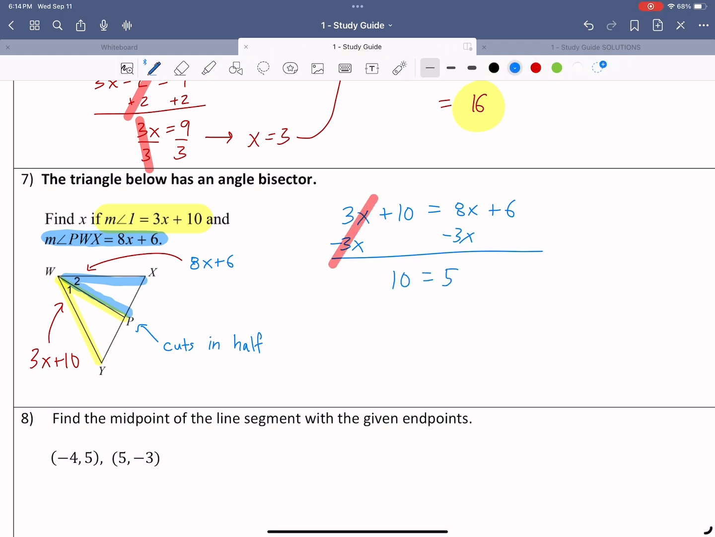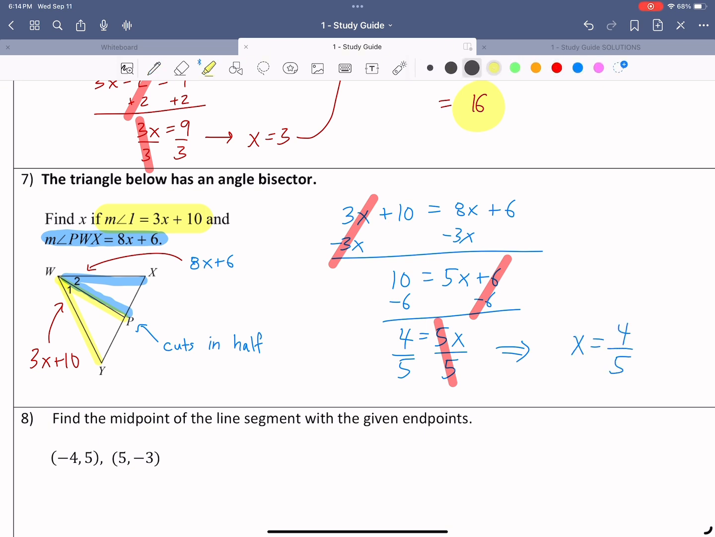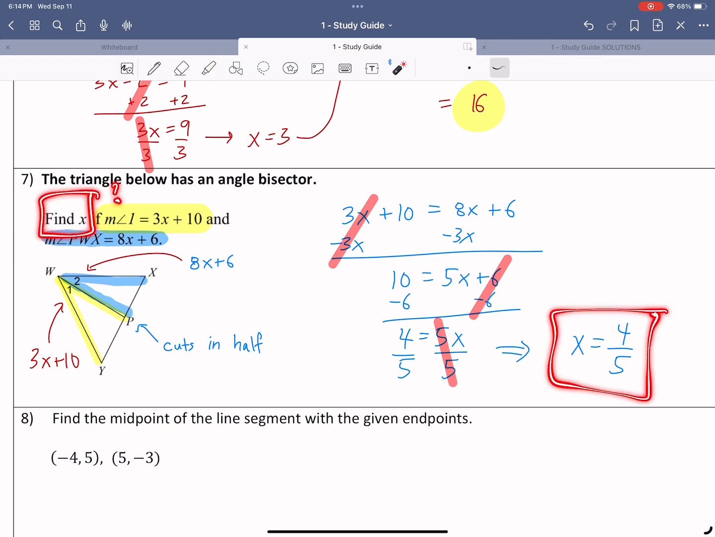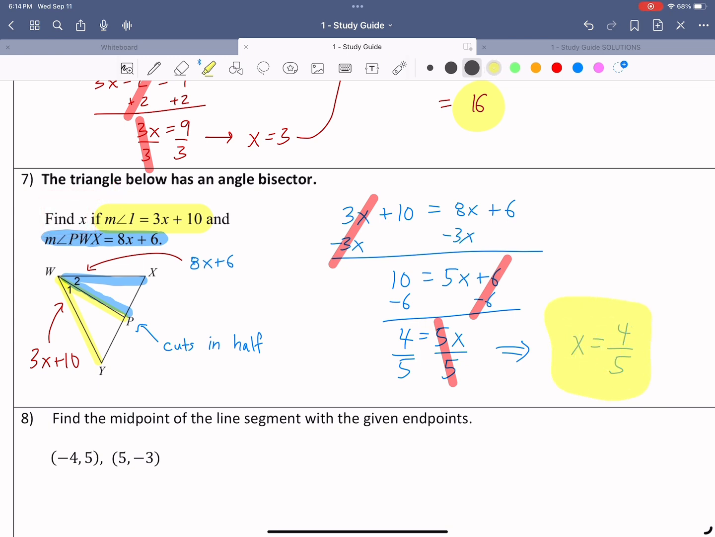10 equals 5x plus 6 minus 6, minus 6. You're going to end up with 4 equals 5x. I know, this one's kind of a weird one. Divided by 5. Oh, and what do you know? You get x equals 4 over 5 as your answer. Now, is this our answer? Well, actually, yes, it is. This time, all they asked us to find was x. And so, rejoice, this is your savior. Get a weird little fraction answer.